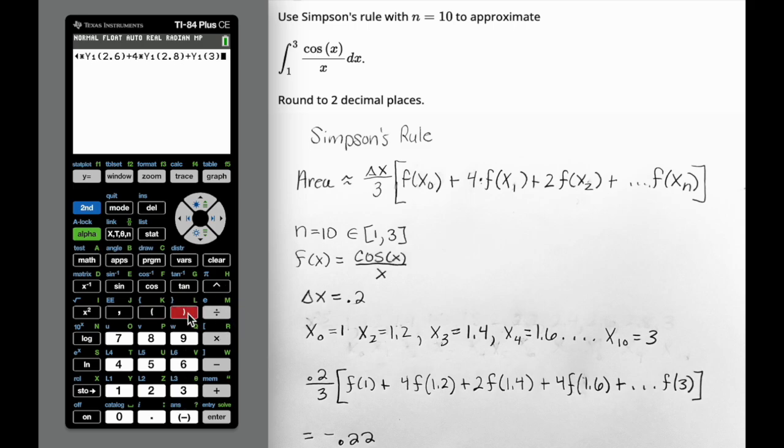Now I'm going to close off my big parentheses, in which has the 0.2 divided by 3 on the outside. And that gives me negative 0.21772884, which when rounded, you'll get negative 0.22.